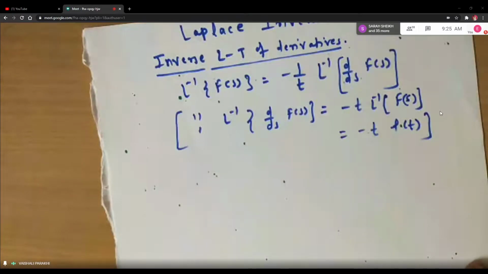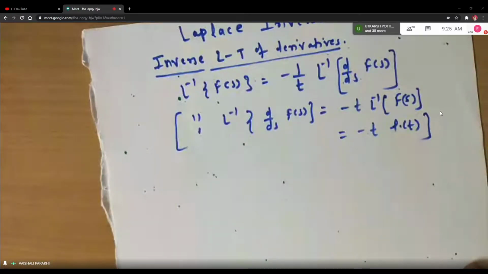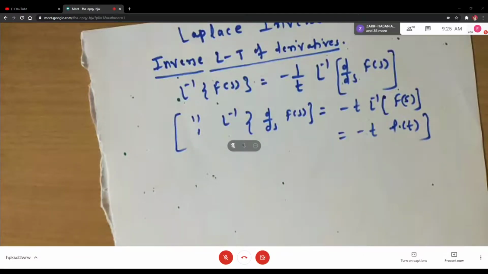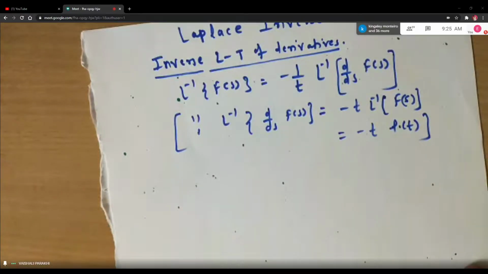Now see students, at first glance you may not recognize this formula, right? But with which formula of Laplace transform am I comparing this? See if anybody can tell me. This is nothing new because we are just modifying the old formula. So can you tell me which formula of Laplace transform I'm talking about here?